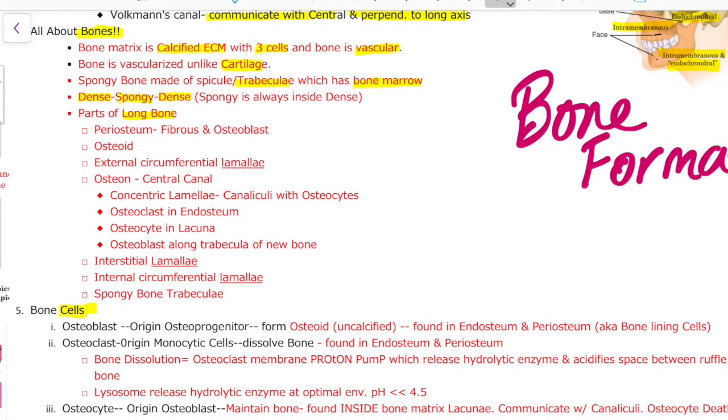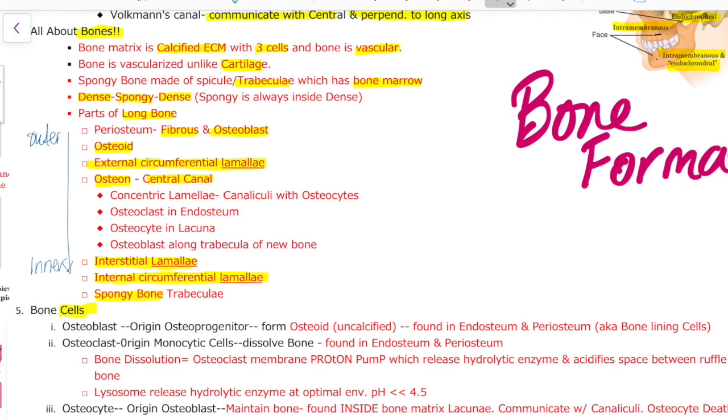Now let's talk about long bones, going from outer to inner. The most outer we have is the periosteum, which has the fibrous layer and the cellular osteoblast layer. Then we have the osteoid, which is uncalcified. Then we have the external circumferential lamellae. Inside we have the osteons with the central canal. We have interstitial lamellae in between or surrounding each osteon. Then we have the internal circumferential lamellae. And then finally spongy bone all the way in the center.